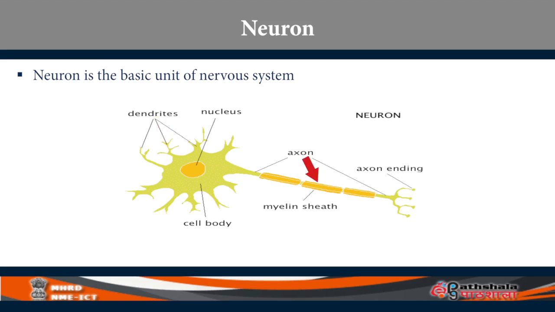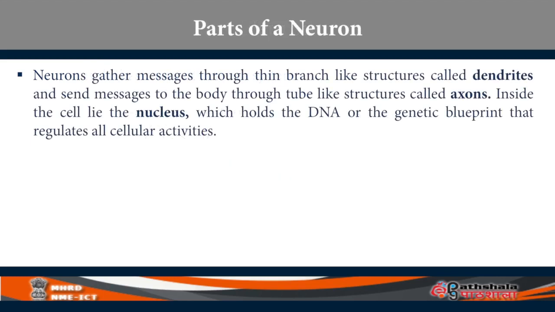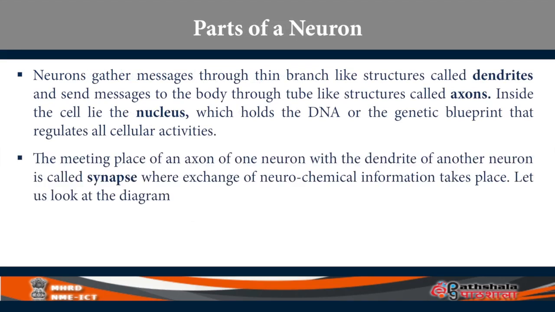The tube-like long structure is axon. It carries information away from cell body into the next neuron. The axon is covered with myelin sheath, which helps in conduction of the neural impulses. The place where axon and dendrite meet is called synapse. It is at this level of synapse where neurochemical information gets exchanged.